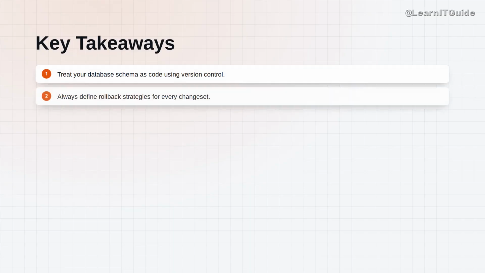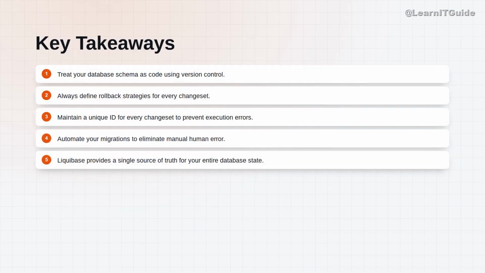Let us recap the key lessons. First, treat your database schema just like your application code. Second, always include rollback strategies for every single change. Third, ensure every change set has a unique ID. Fourth, automate these migrations as part of your deployment pipeline. Finally, use Liquibase as the single source of truth for your database state. This will save you countless hours of debugging at 3 in the morning.